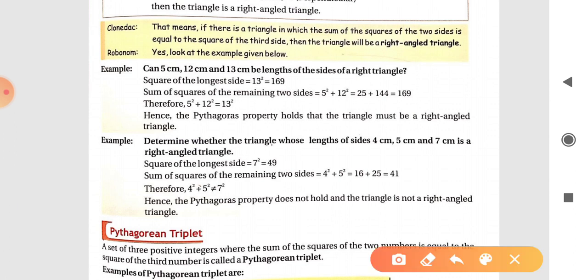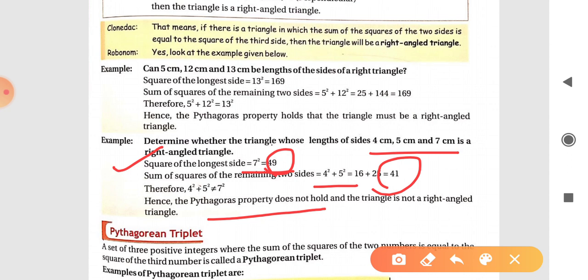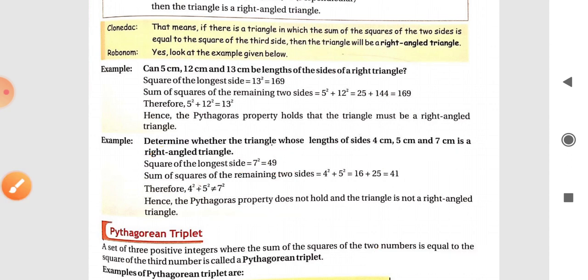And similarly in the next example, determine whether the triangle whose sides are 4 cm, 5 cm and 7 cm is a right angle triangle. So firstly we find the square of the longest side, and it is 49. Then the sum of squares of the other two sides, 4 square plus 5 square, is equal to 41. So here 49 and 41 are not equal. So Pythagoras property does not hold. So the triangle is not a right angled triangle.